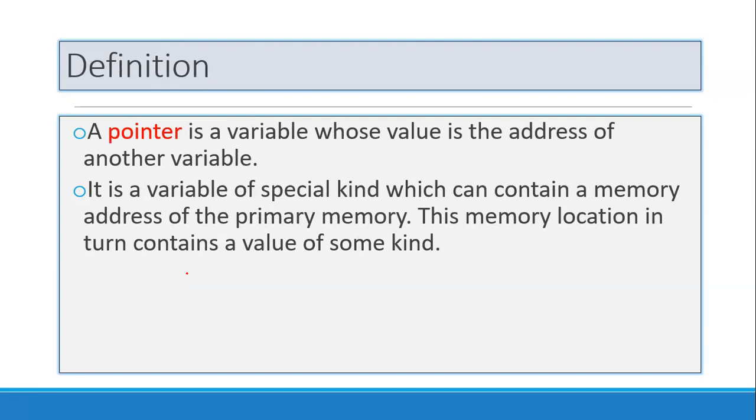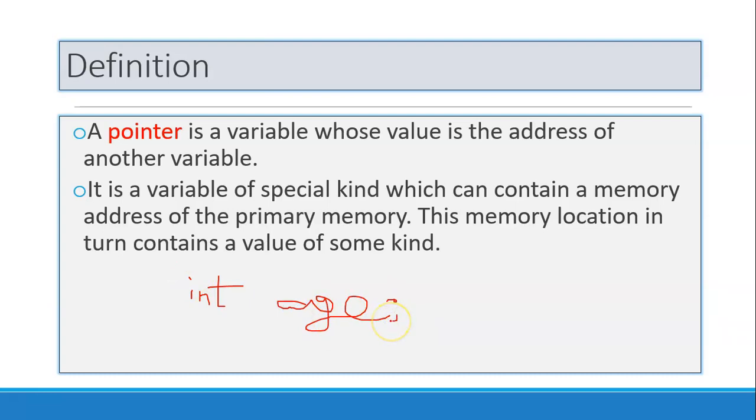So a pointer is a special variable whose value is the address of another variable. So when we have a variable, we can use a pointer to get or to keep the address of that variable. If we declare a variable of data type integer, and we say this is maybe age.